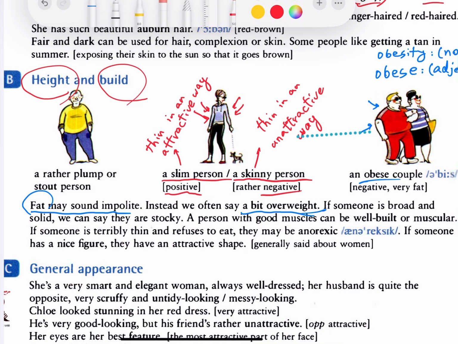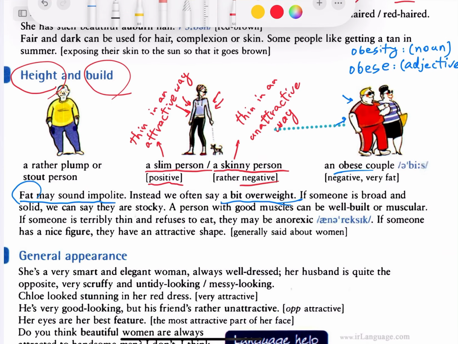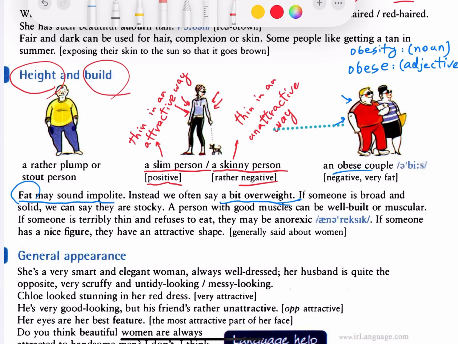By the way, it's not very polite to talk about people's weight too much, so don't talk about it a lot, about people's weight, fat or thin. Maybe it hurts other people's feelings.